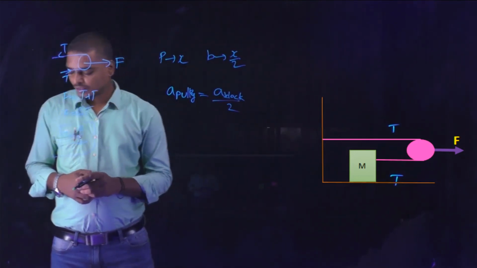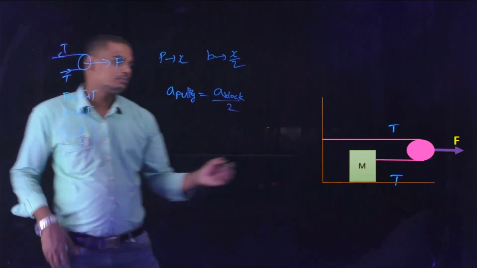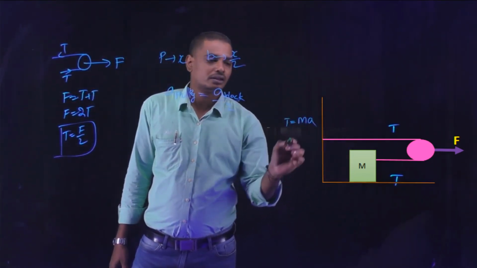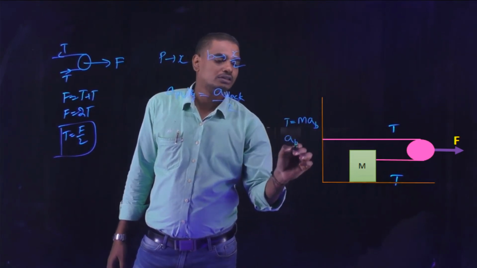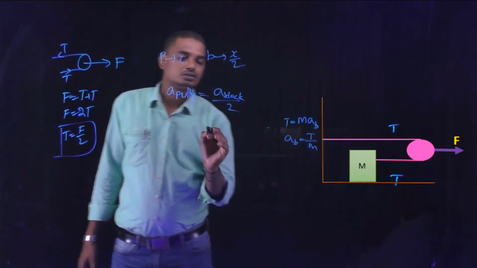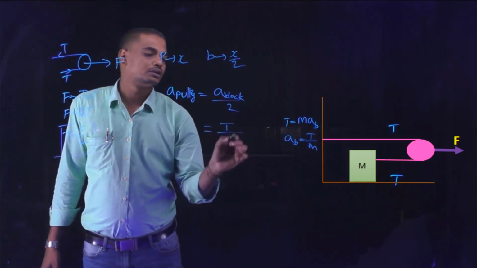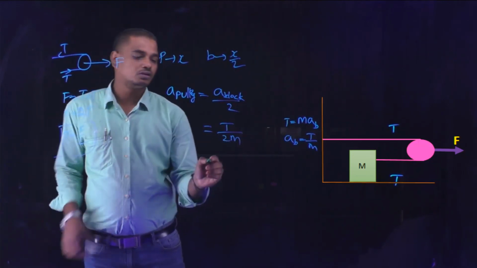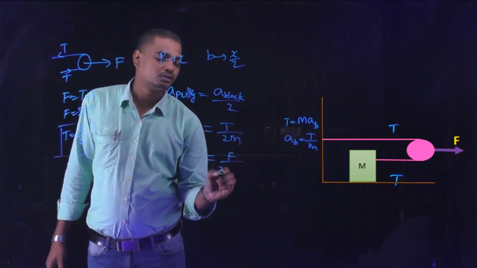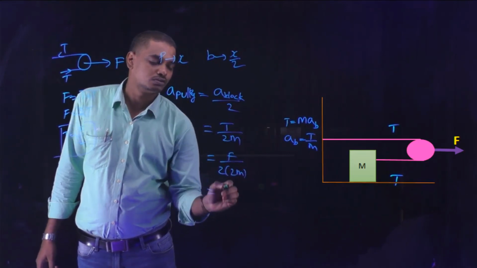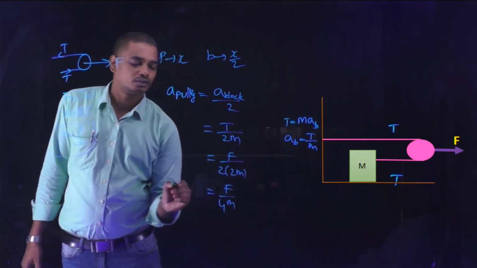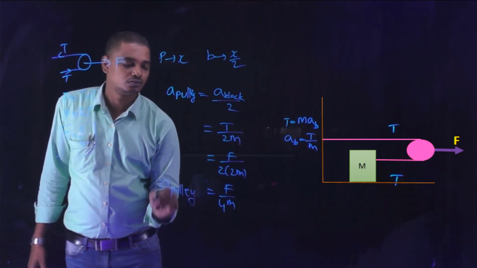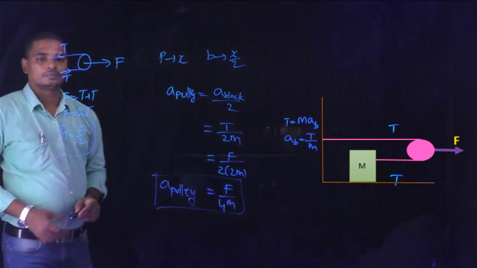So the acceleration of the block is, it is nothing but the force acting on this block, T is equal to ma, right? So acceleration of the block is equal to T by m. So acceleration of the pulley is equal to T by 2m, where T is equal to F by 2. So F by 2 into 2m. So that is equal to F by 4m. So therefore acceleration of the pulley is equal to F by 4m.